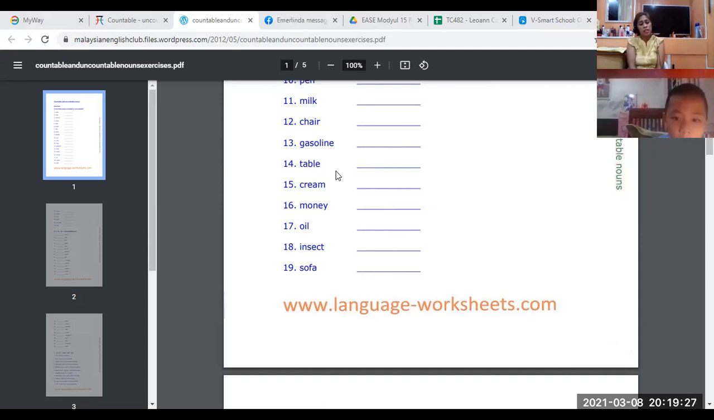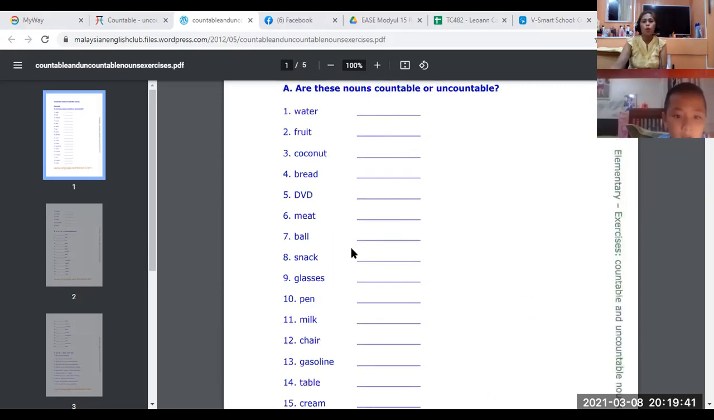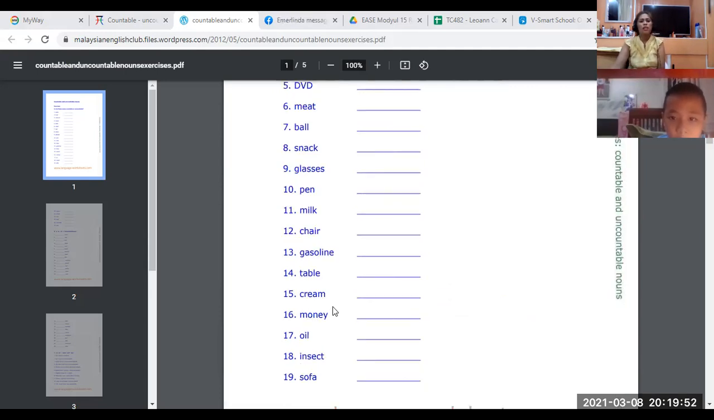How about the insect? Can you count the insect? Yes. How about sofa? Can you count the sofa? Yes, of course. We can count the sofa. But meat, you cannot say meats. It's uncountable. You cannot say gasolines. You cannot say creams. You cannot say monies. Okay, next one here.